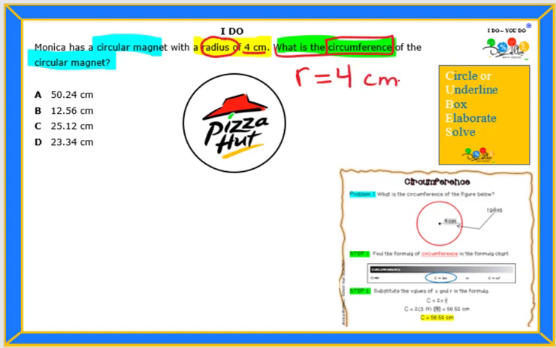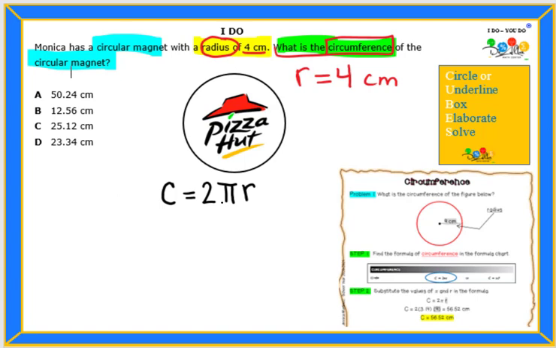So the first step is we're going to look for the formula of circumference in the formula chart. So we look in the formula chart. Do you see a formula for circumference that has an r for radius in it? Good, let's write that formula down. C equals 2 pi r. That means 2 times pi times r, where r is for radius.